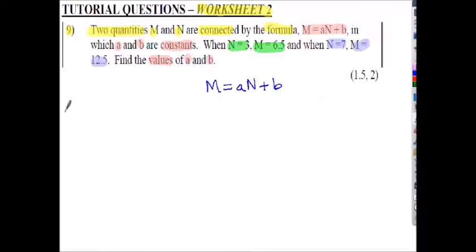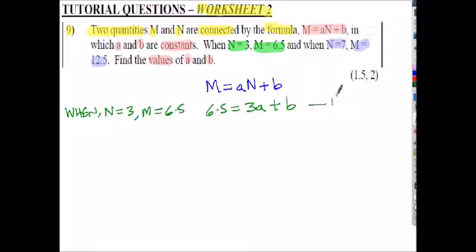So from the question we know that when N is equal to 3, M is equal to 6.5. So we can write that as an equation under the heading of M is equal to AN plus B. So that could be 6.5 is equal to A times N. I could actually write that as 3A, put the numbers first, plus B. And that would be an equation. We can call that equation 1 if you want to, that we've generated from the information in the question.